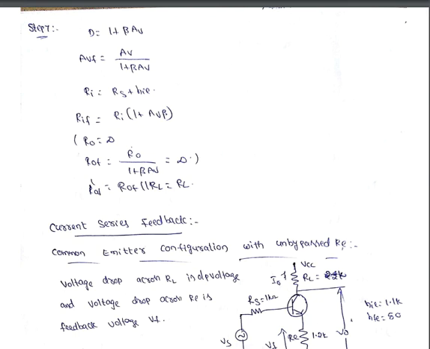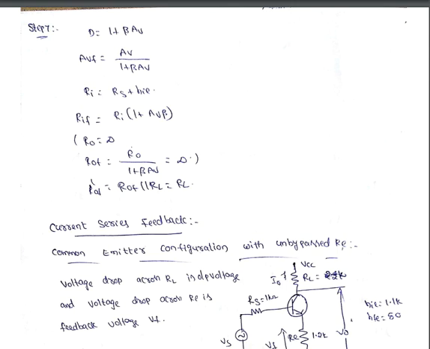Then we can calculate the desensitivity value D, voltage gain with feedback, input resistance and the output resistance. So D is equal to 1 plus beta into AV. AVf is equal to AV by 1 plus beta AV. The input resistance is Ri equal to Rs plus hie. So Rif equals Ri into 1 plus AV beta. So Rof is infinity and Rof dash is equal to the load resistor RL.